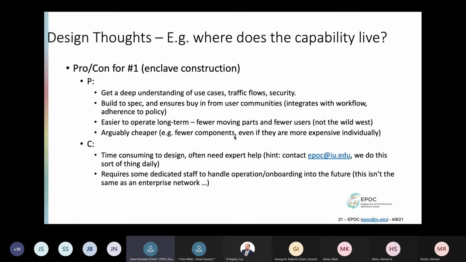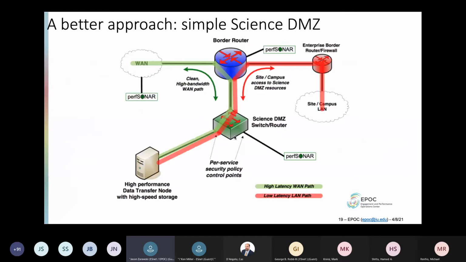You can build it to spec. You can ensure that you are getting buy-in from your various user communities. It's easier to operate long-term because it has fewer moving parts and fewer users. This will not be the Wild West unless you make it into the Wild West. It is arguably cheaper as well because it's fewer things. If I go back to that picture, you can get your base Science DMZ going with 3 pieces here, right? Well, 4 if you count the interface that you need to have off your border router.